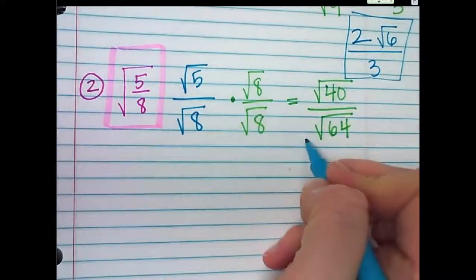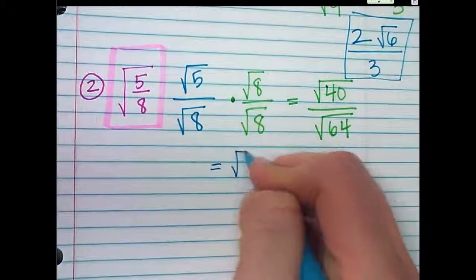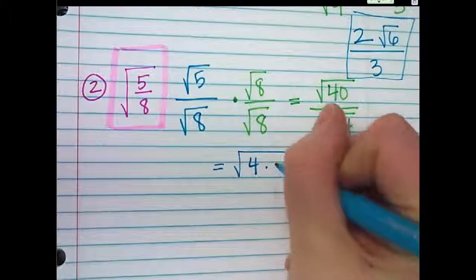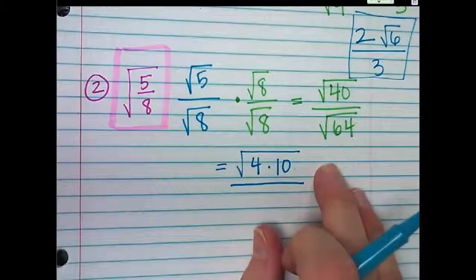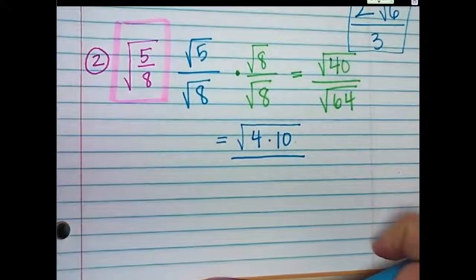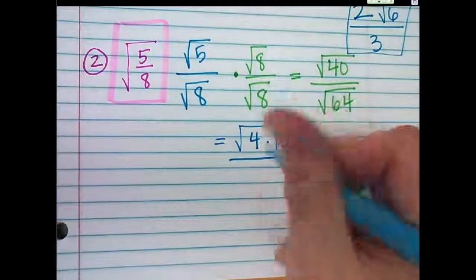What perfect square is inside 40? 4 and 10. Good. So I'm going to split 40 up into 4 and 10. Again, if you need to make your factor chart here, that's fine. I'm just skipping that part right now. Hopefully you know what I'm talking about. And then square root of 64 is 8. Good.